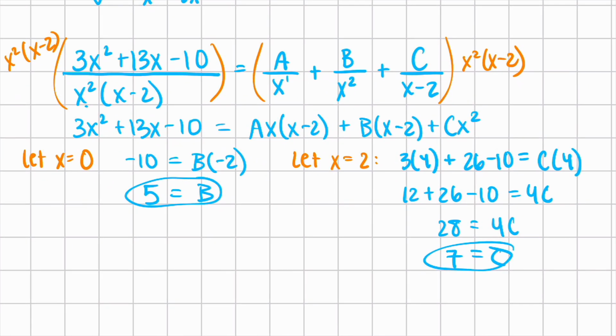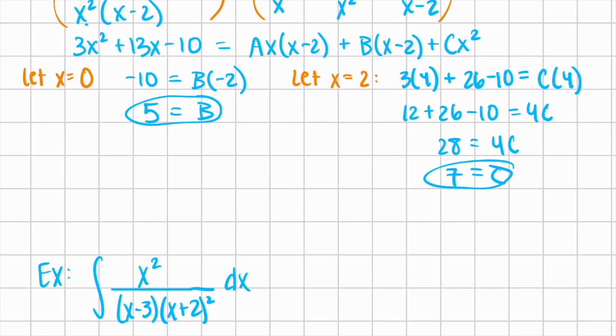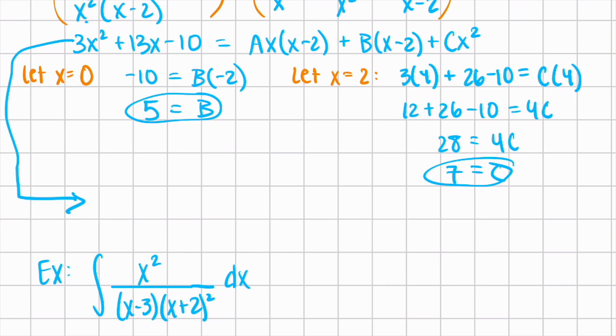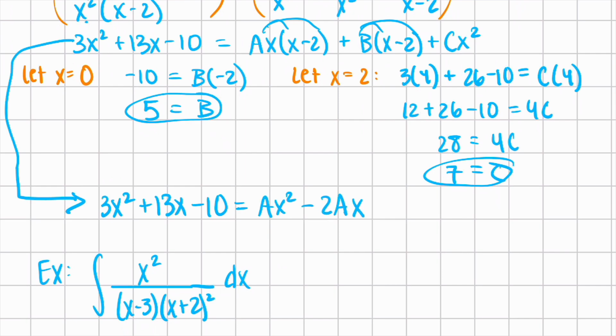Now, left over, we want to figure out what a equals, but if you think about it, there isn't really anything we can plug in to isolate a, so we need a different strategy. So for that strategy, I'm going to say let's start multiplying some stuff out. So if I start with this again, my equation, I'm going to distribute my ax and I'm going to distribute my b. We get ax squared minus 2ax plus bx minus 2b plus cx squared.